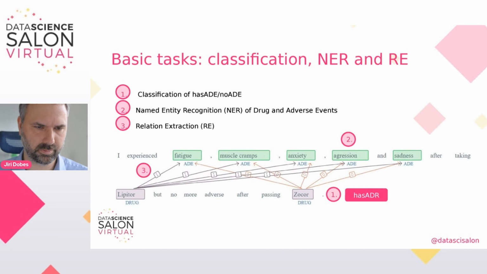So first of all, it has an adverse drug reaction, so there is a classification. Then extraction of the adverse events, which are fatigue, muscle cramps, anxiety, aggression, and sadness, and the drugs, Lipitor and Zocor, and relation extraction between each occurrence of the drug and each occurrence of the adverse drug event. So for Lipitor, relations are detected, while for Zocor, there is no relation between the drug and the adverse drug event.